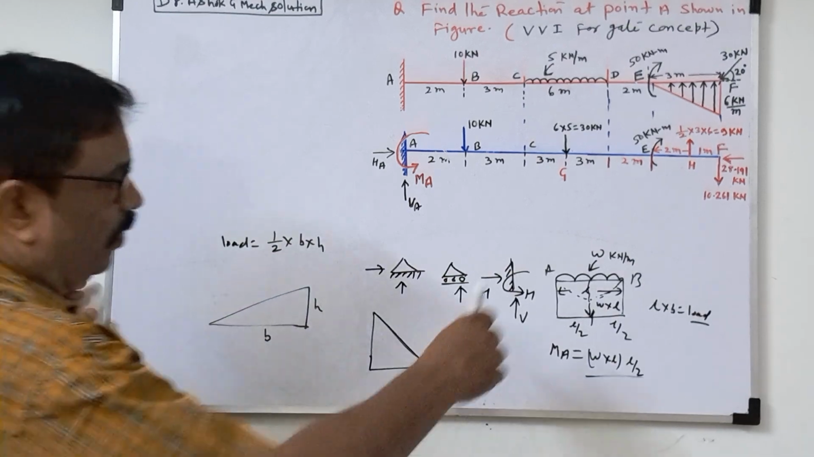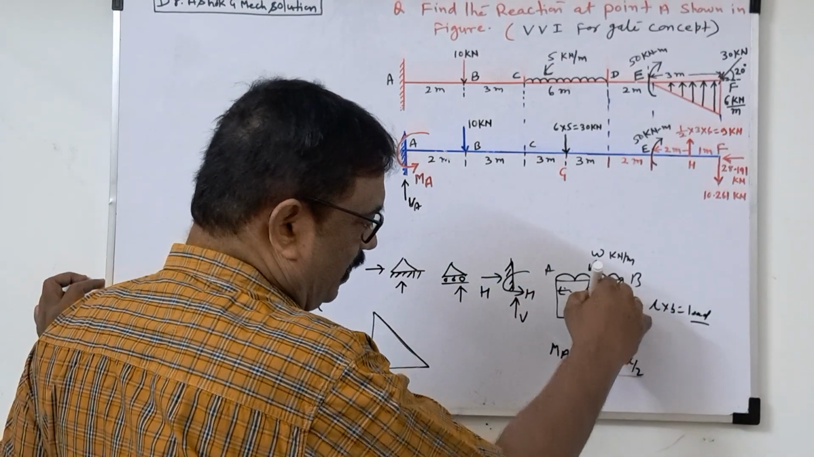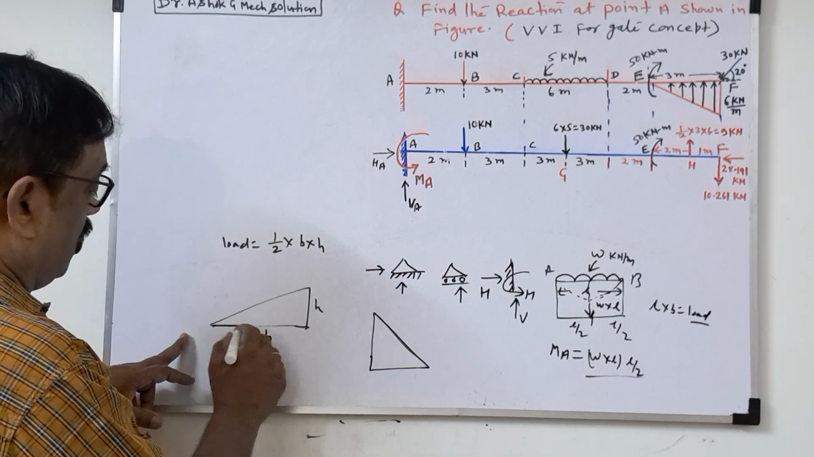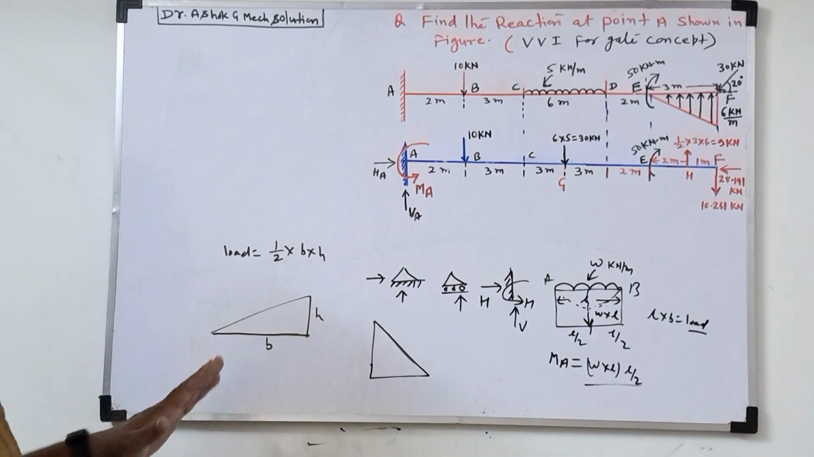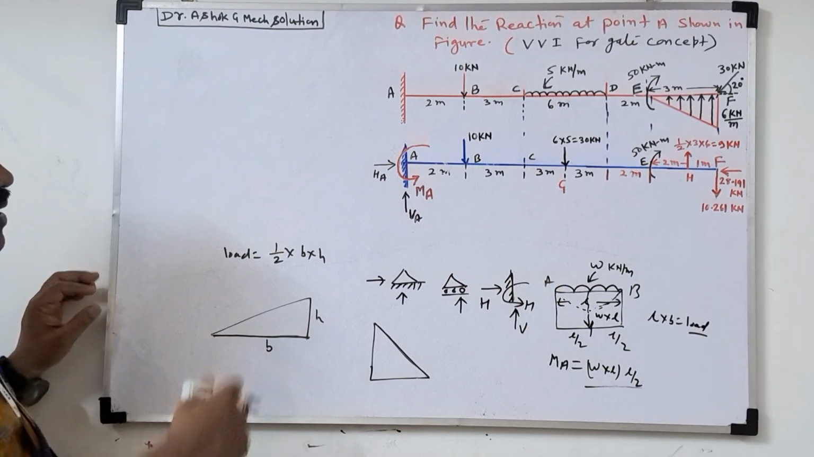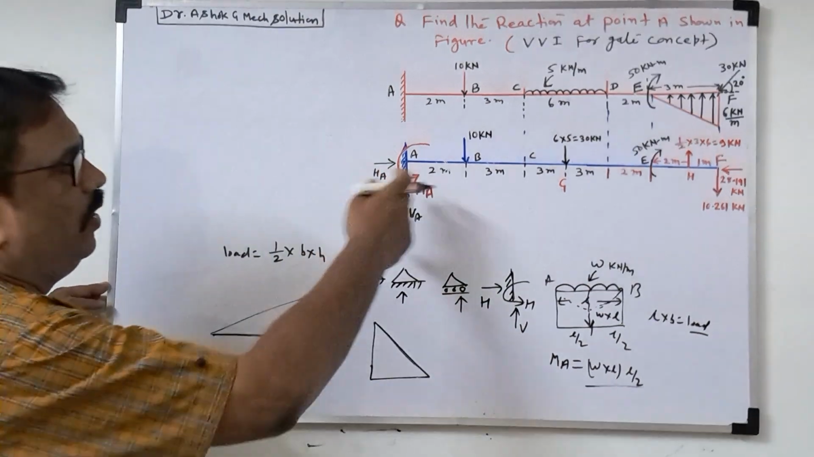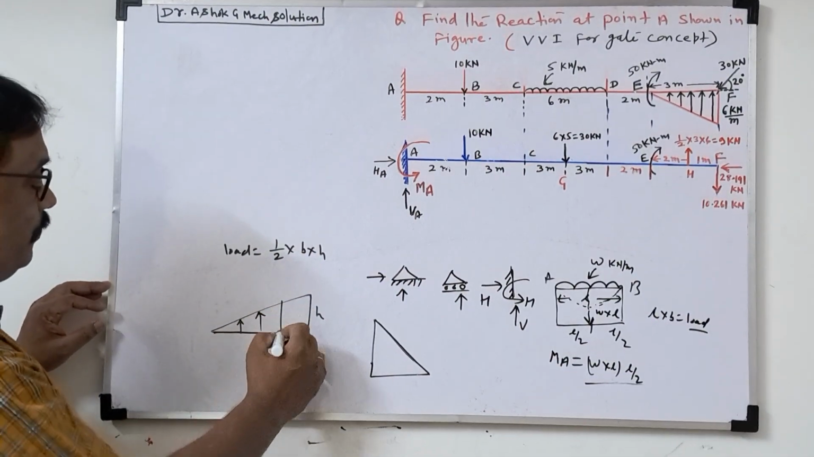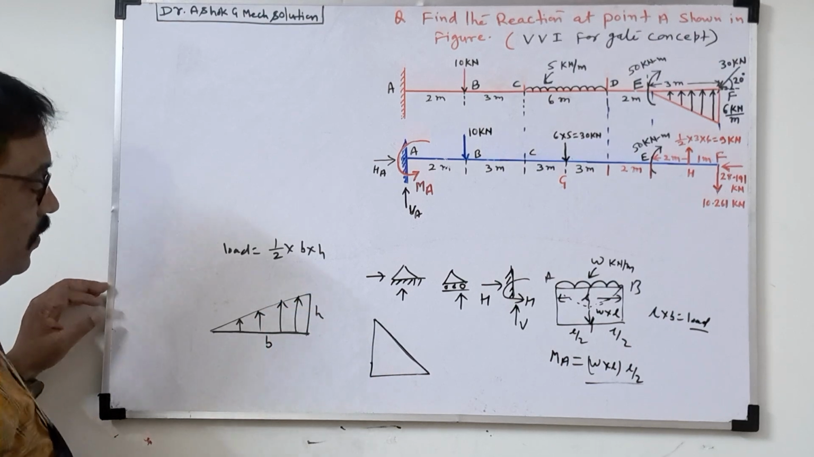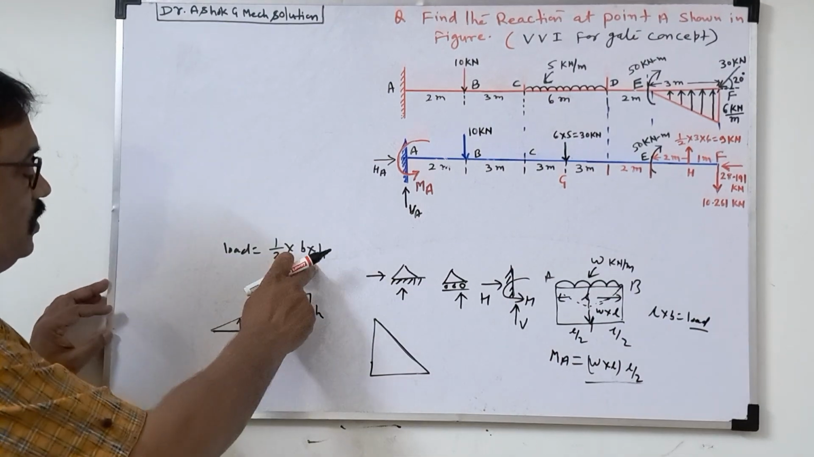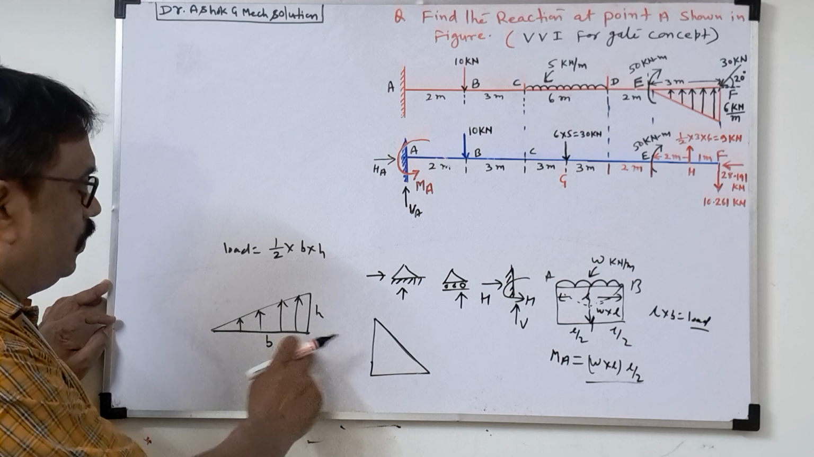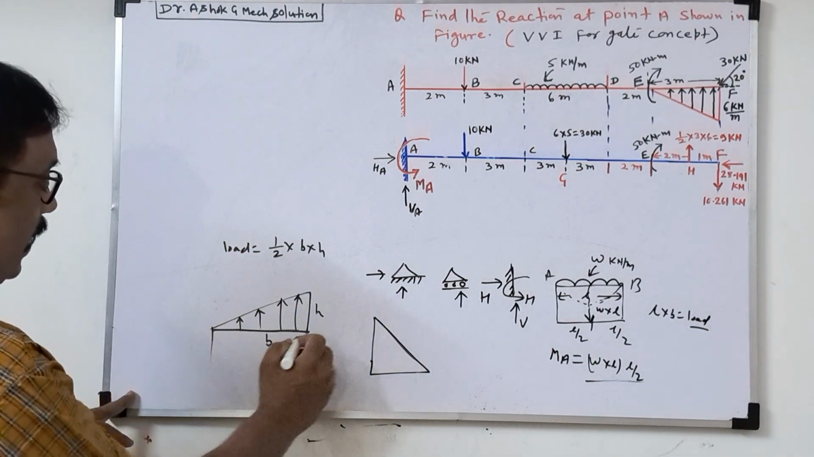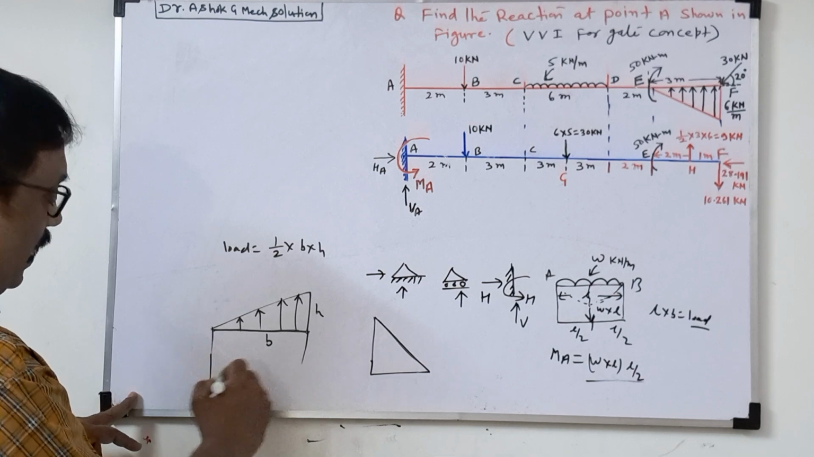Then where will this load act? Suppose this is distance B. Where will the load act? That concept is very essential to find the load diagram. Suppose this is the UVL, either downward or upward. So the load we first got is 1 by 2 into B into H. Now if you draw the point load, where will this load actually act?